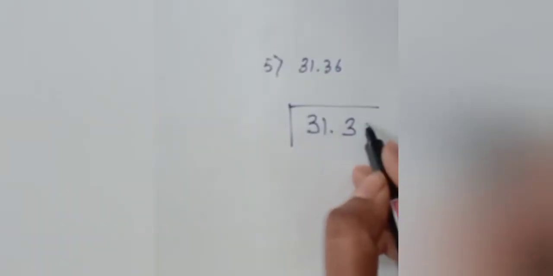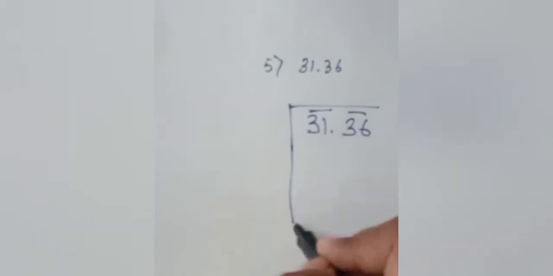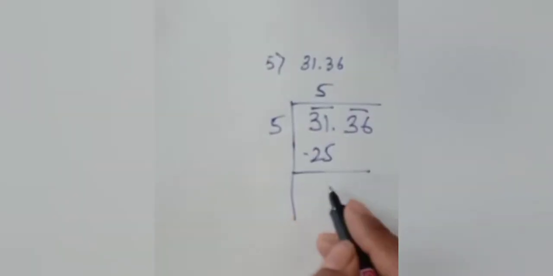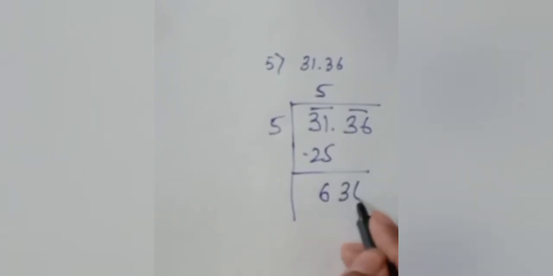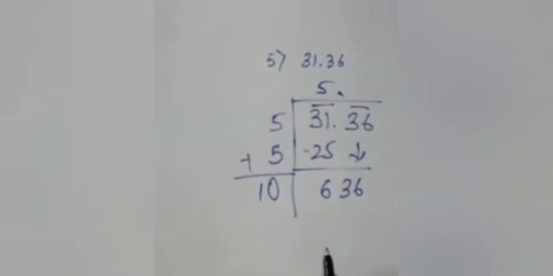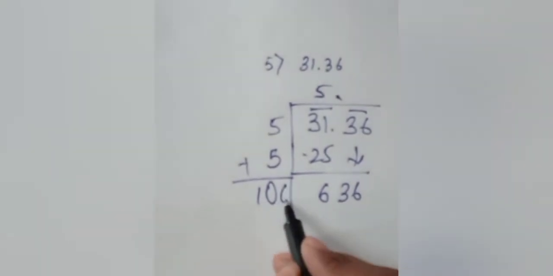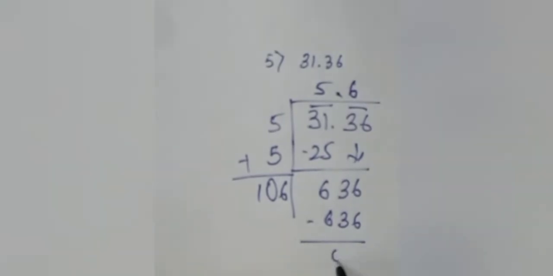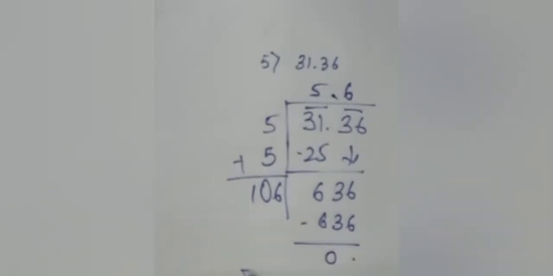Question number 5, 31.36. Making the bar on the numbers, 5 times 5 is 25. Subtracting 25 from 31, we get 6. 36 bringing down and putting the decimal in the quotient. Adding 5 plus 5 is 10. Again, the number ending with 6 is 36. 6 into 6, 36. Multiplying, we get remainder 0. Therefore the square root of 31.36 is 5.6.